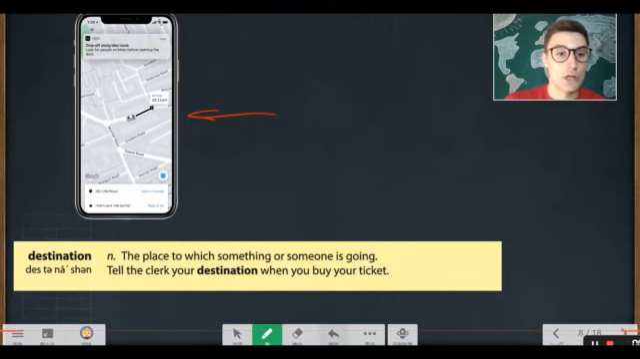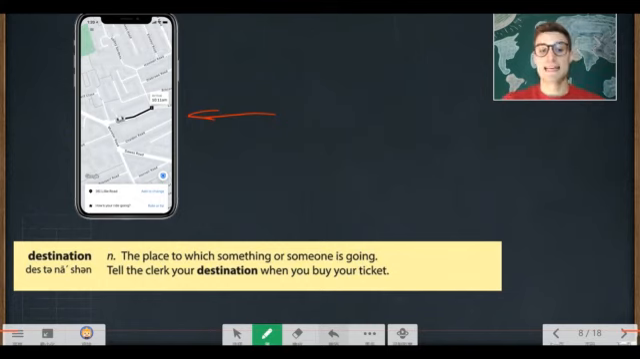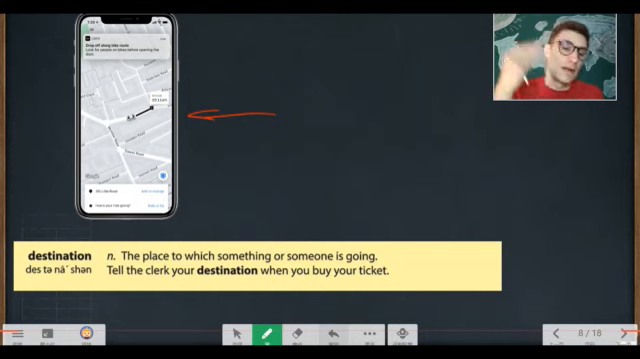It's 281 Lily Road. Destination. Destination is a noun. It's the place to which something or someone is going. Tell the clerk your destination when you buy your ticket. So when you buy a train ticket, you have to tell them your destination. When you want to order a Didi or Uber, you have to put in your destination. It's the place you want to go.